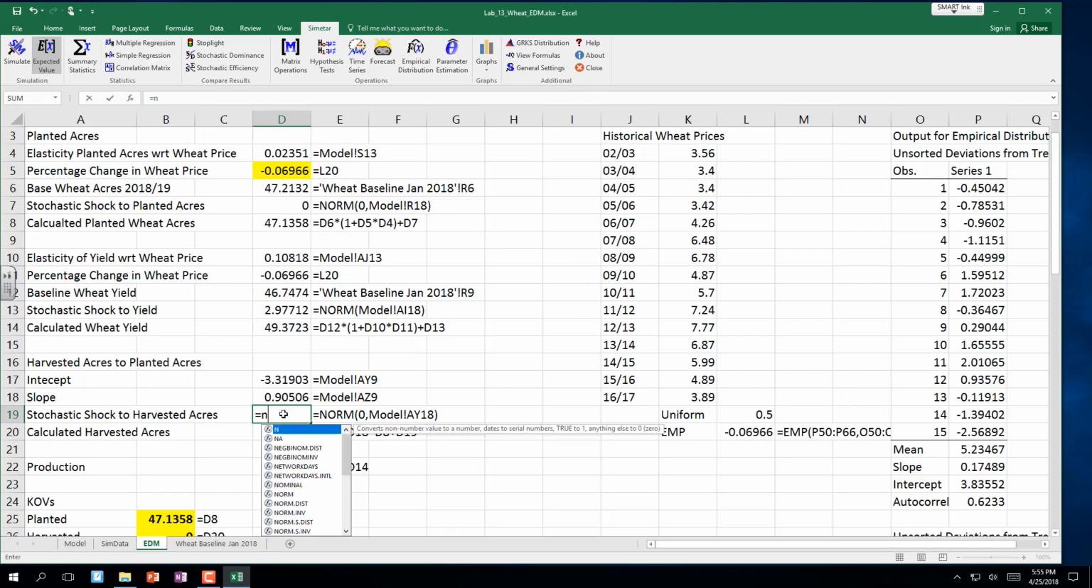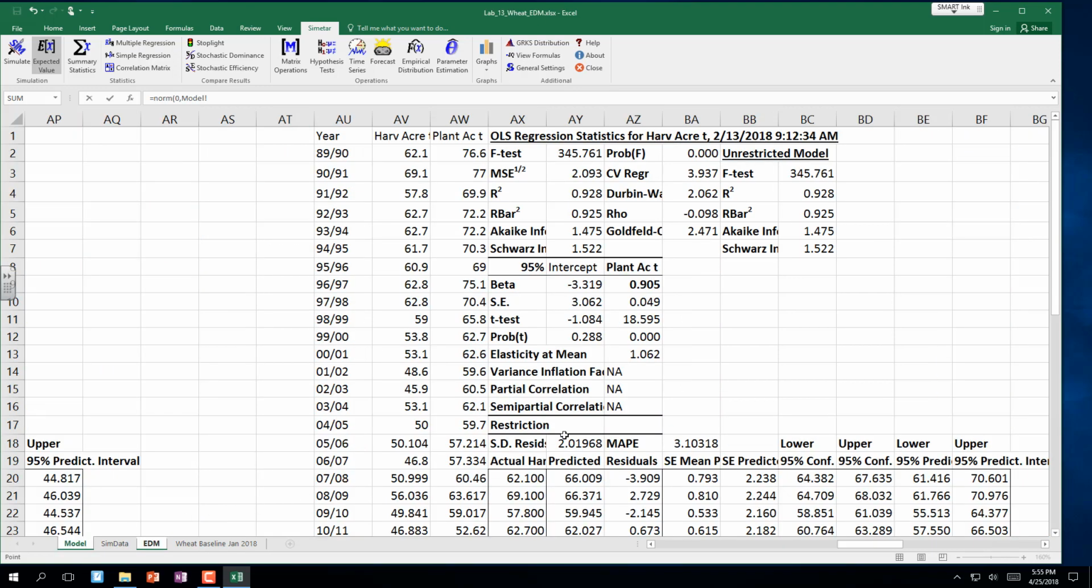And so it's equal to norm, left parenthesis, 0, because the mean of that distribution is 0. And I've got a mistake up there in yield that you guys didn't catch, and we'll go fix it in just a minute. The standard deviation is in AY18.